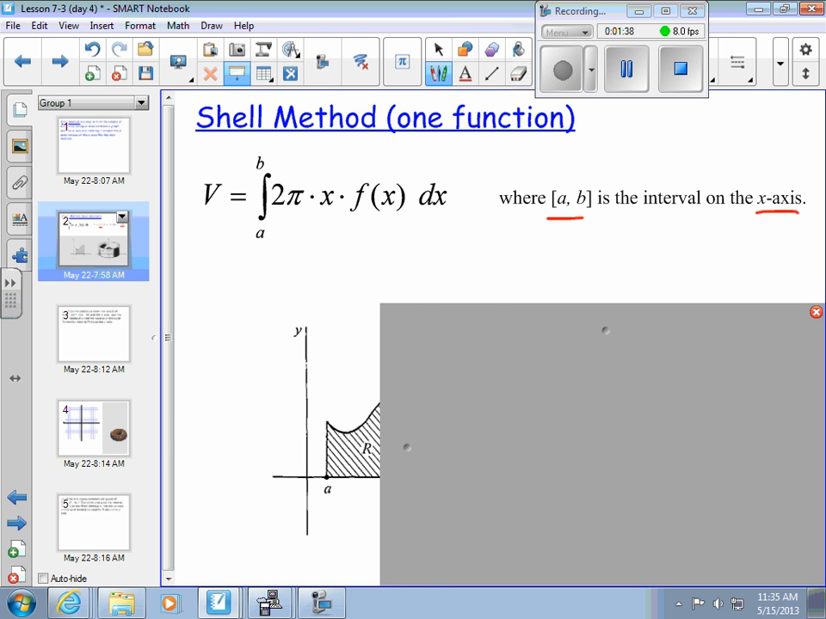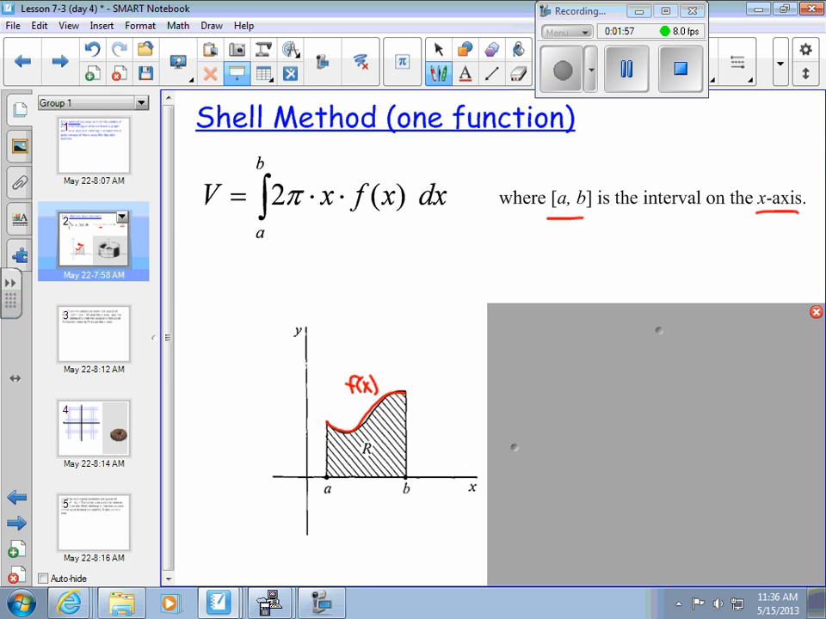Okay, why are we doing this? How does this work? Well, when we have some function, let's say this curve right here is our function f of x, that f of x is kind of going to be like our height. So this is the height that we're going to have when we spin this around the x-axis, or the y-axis, I'm sorry.